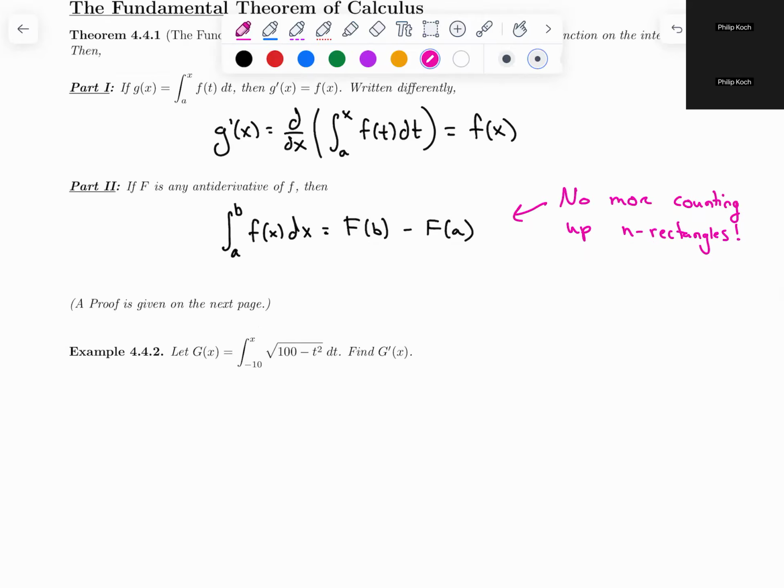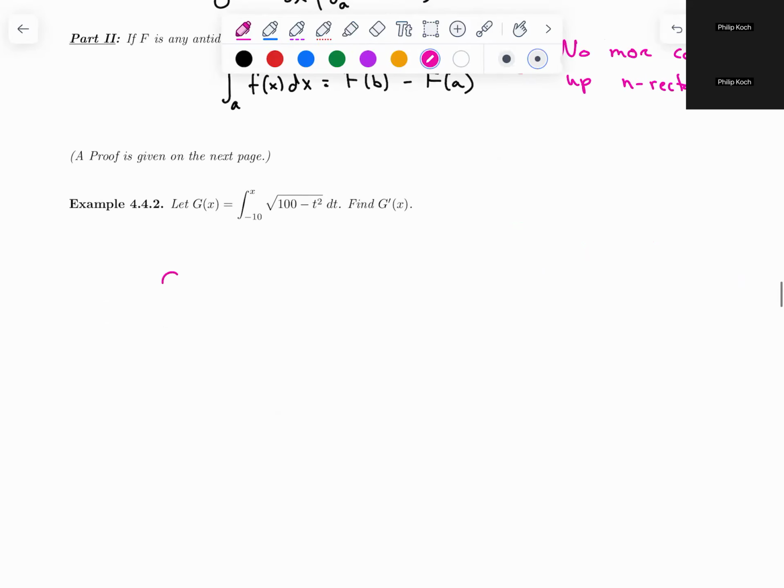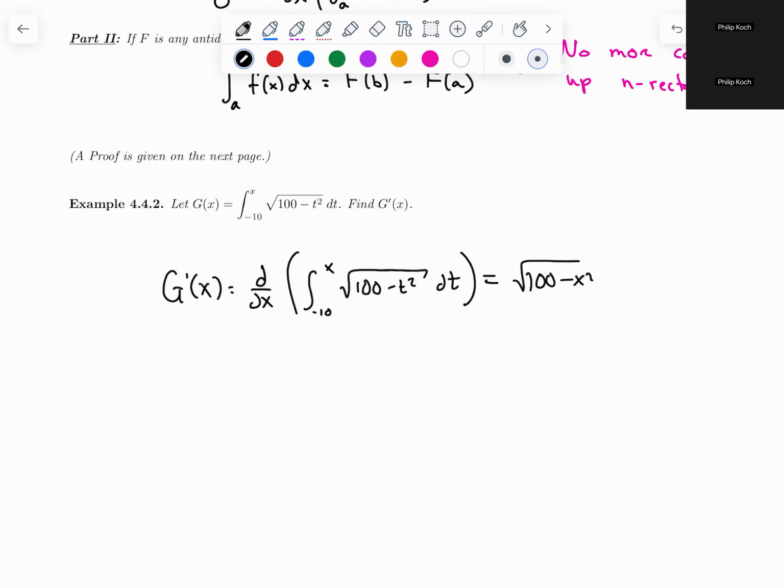Just to show an example of part one, G of x is equal to the integral from -10 to x of the square root of 100 minus t squared. Find G prime of x. Capital G prime is equal to d/dx of the integral from -10 to x of the square root of 100 minus t squared dt. And that just becomes the square root of 100 minus x squared. The point being that if you take the derivative of an integral, you get back the integrand.